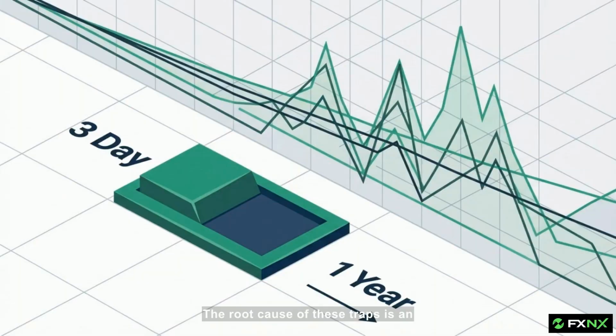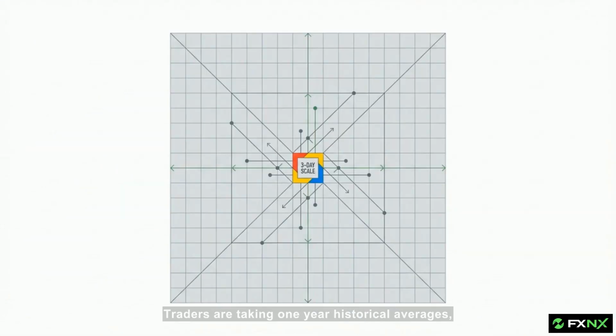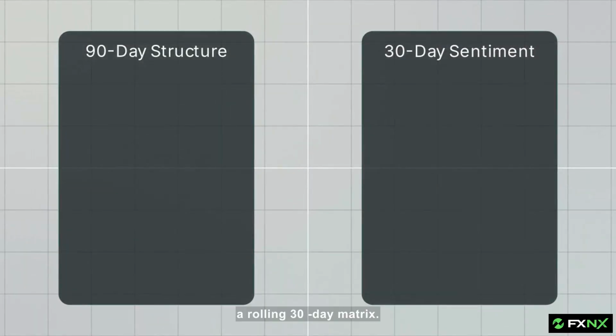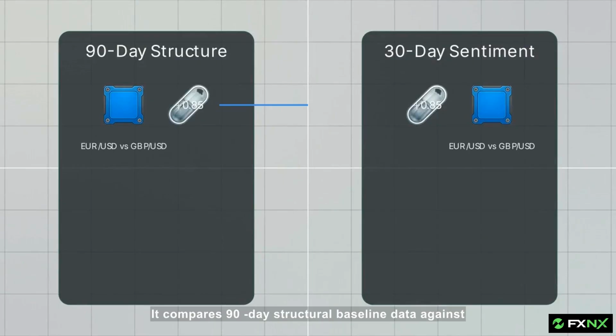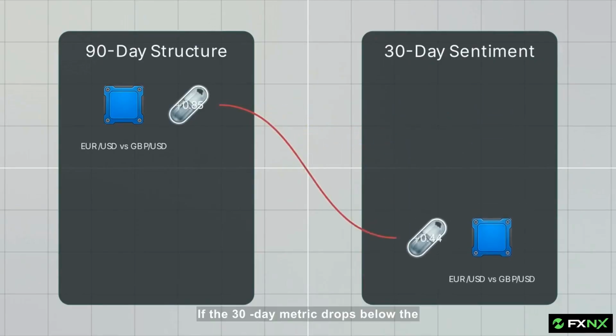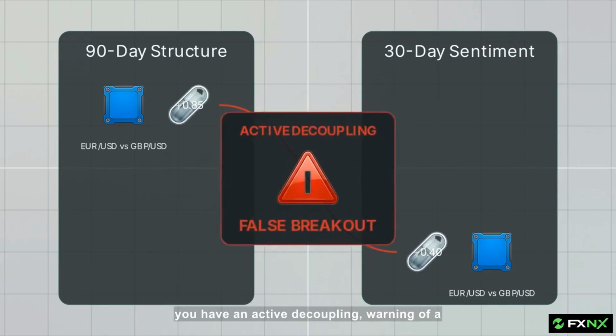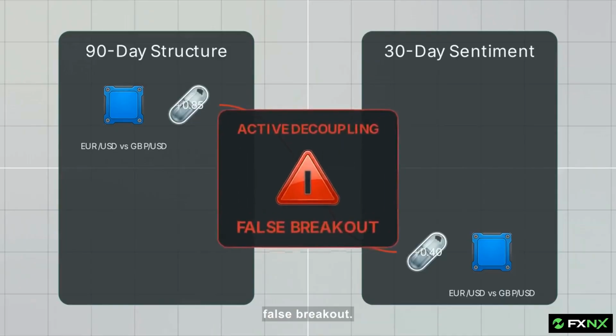The root cause of these traps is an error in timeframes. Traders are taking one-year historical averages and applying them to short-term, 3-day trades. To navigate 2026, we use this dynamic grid, a rolling 30-day matrix. It compares 90-day structural baseline data against 30-day immediate market reality. If the 30-day metric drops below the 90-day baseline, you have an active decoupling, warning of a false breakout.